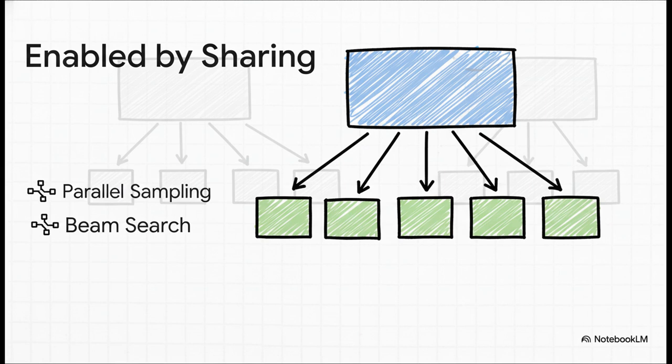Well, imagine asking a coding assistant for, say, 5 different function suggestions from the same prompt. With PagedAttention, the memory for your initial prompt is stored only once, and it's shared across all 5 of those requests. This makes complex things like parallel sampling and beam search incredibly memory efficient, which just boosts throughput even more.